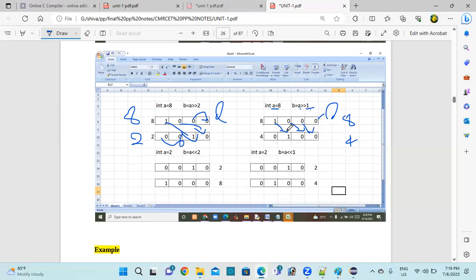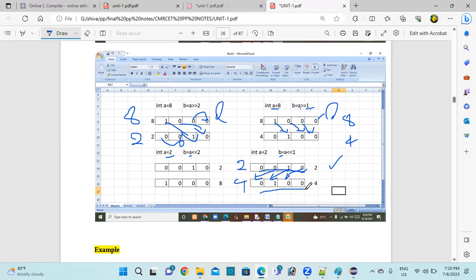What is the number after shifting 1 bit? Here the number is 4. Now I'll take left shift 2 and left shift 1. Here the number is 2, which is 0 0 0 0 0 0 1 0. They want to shift it to the left side, so it means 1 bit. Each 0 will move one place, and the 1 will move one place. These are 2 and it is a 4.